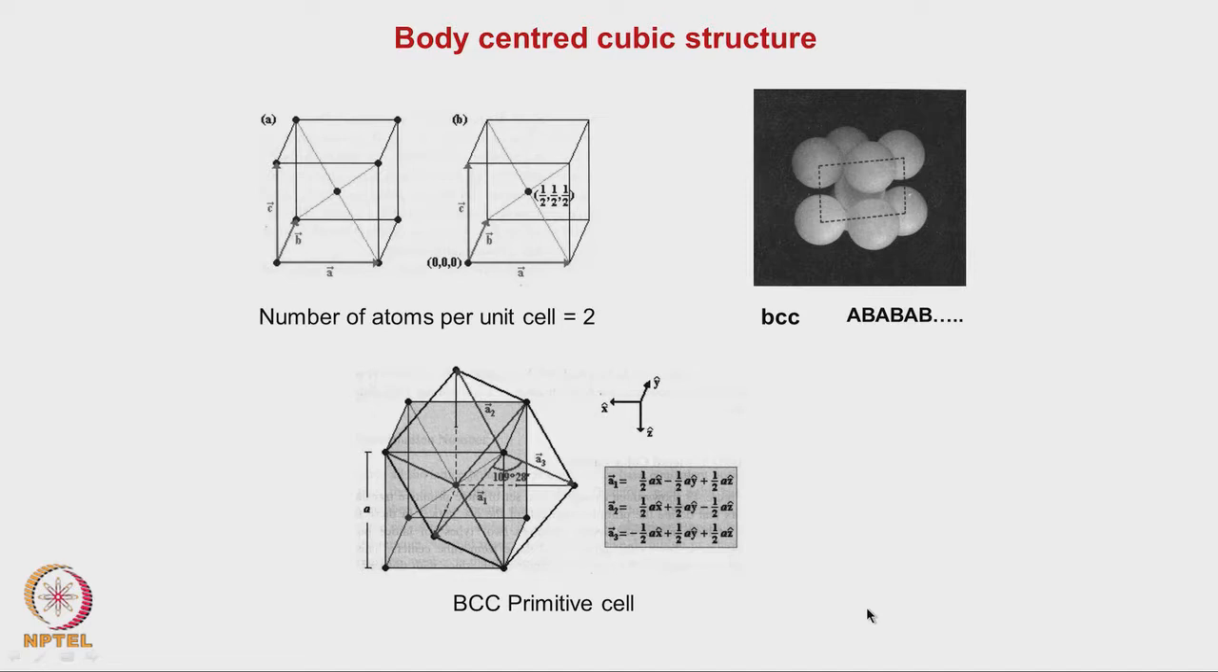But what is the difference between this primitive lattice and the FCC lattice or the BCC lattice? The BCC lattice exhibits the complete symmetry of the lattice, whereas the primitive lattice which we choose does not exhibit the complete symmetry.